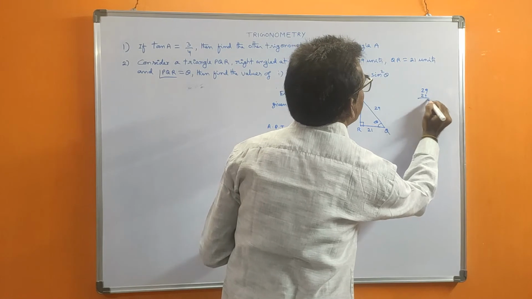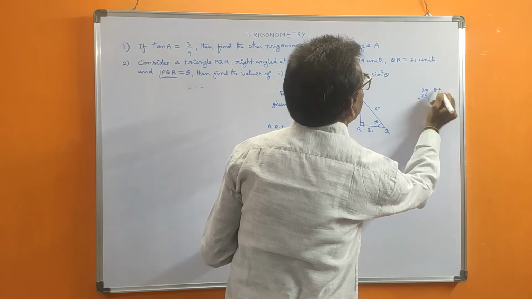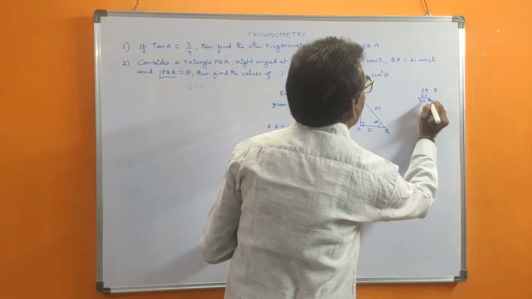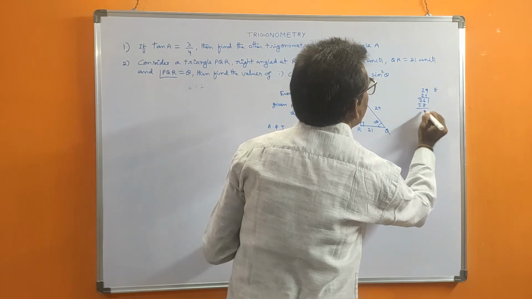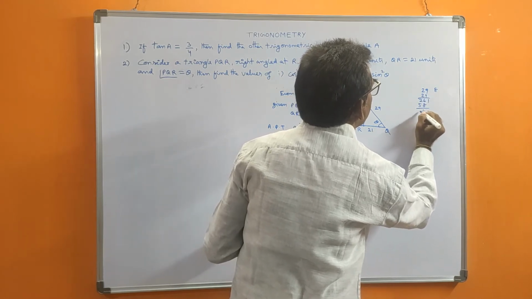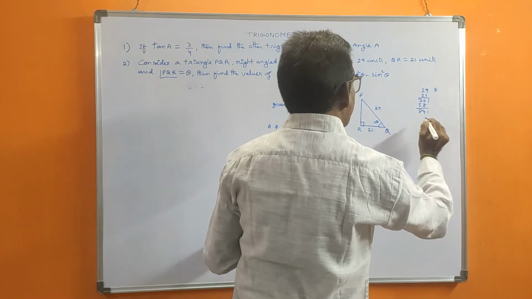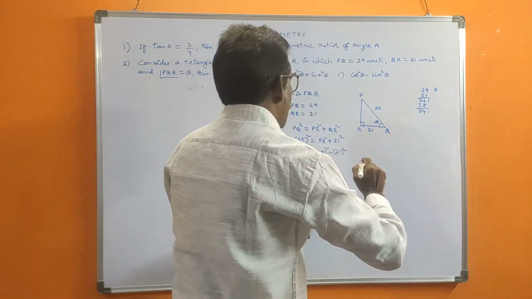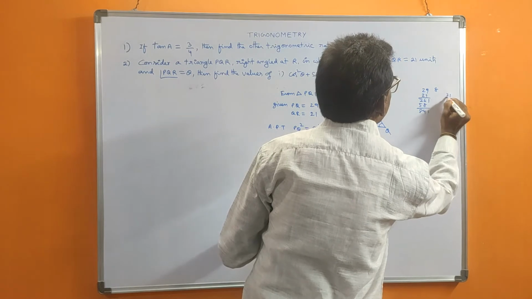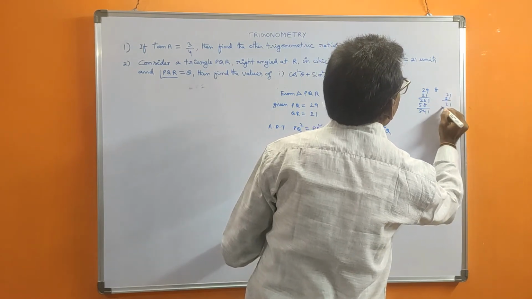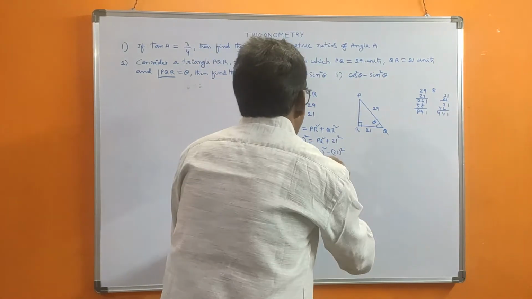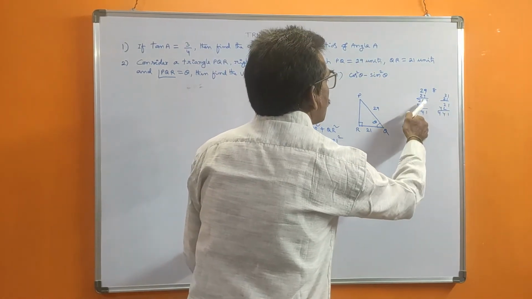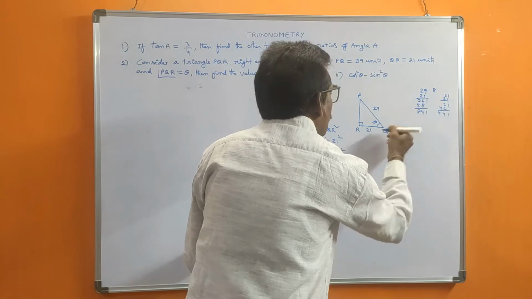29 square: 9 nines are 81, 2 nines are 18, plus 8 is 26, 2 twos are 4, plus 1, 4, so 841. Next, 21 square is 441. So what is this value?